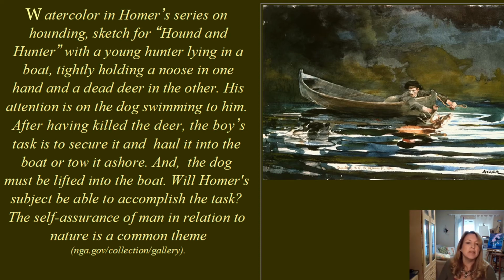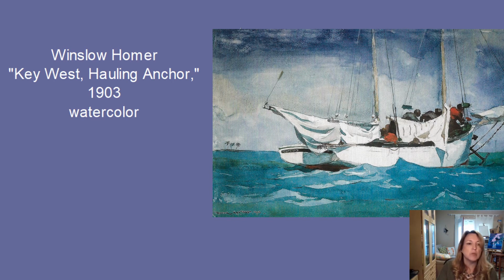And so this is a young hunter lying in a boat, tightly holding a noose in one hand and a dead deer in the other. His attention is on the dog swimming to him. After having killed the deer, the boy's task is to secure it and haul it into the boat or tow it on shore. The dog must be lifted into the boat. And so it's really interesting because it's pondering all those questions. And, you know, hunters would have looked at this and understood the conflict right away. And so this idea of man against nature is the common theme in Winslow Homer's work.